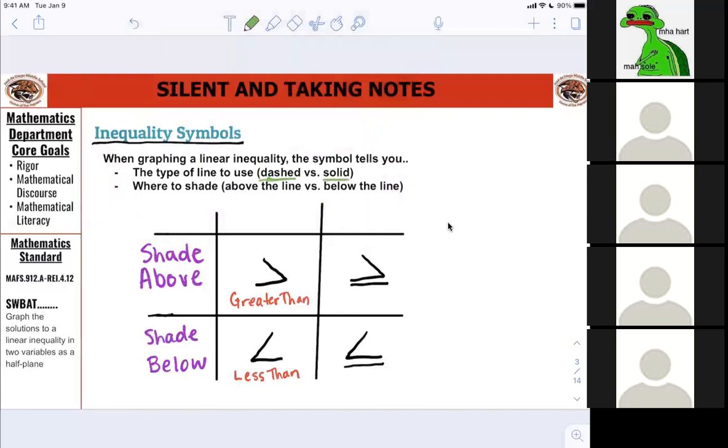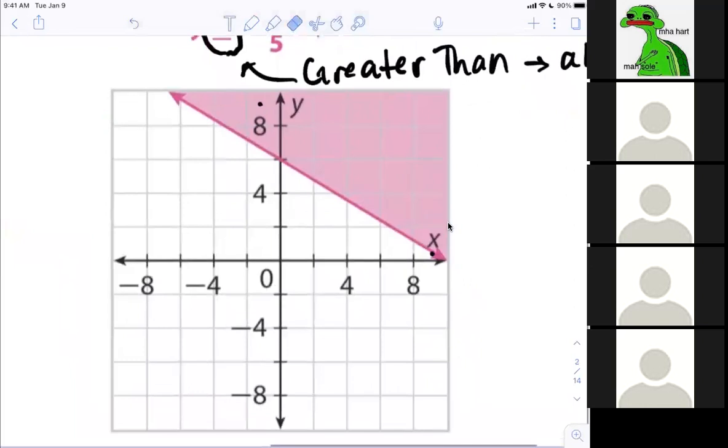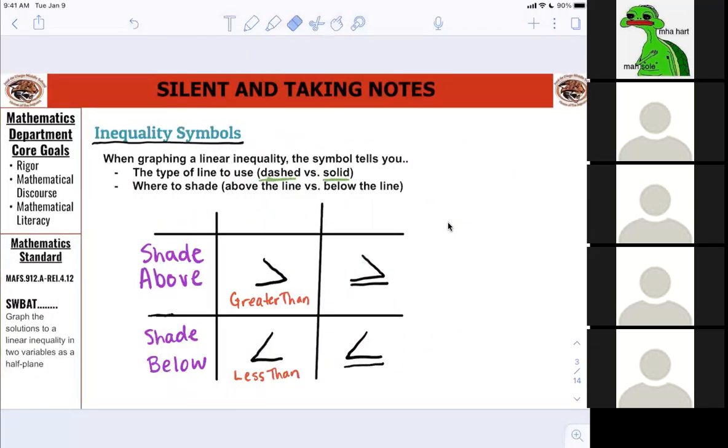Now, what does that mean? On the previous slide, let me just erase a couple of these dots here so we can see it very clearly. On this previous slide, the line that we had was solid. And that is because we had a greater than or equal to sign. So whenever you have a greater than or equal to, or a less than or equal to, if it has that little equal to part underneath, this is going to be a solid line.